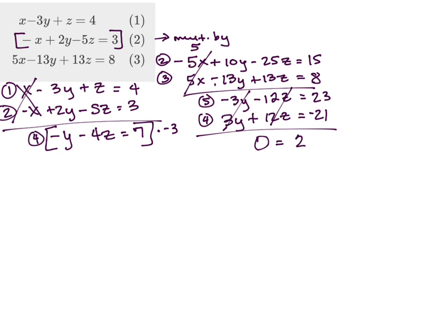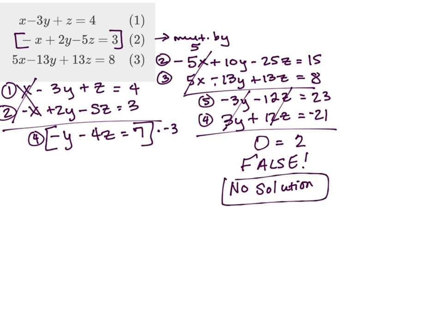2. And so I have to read that. I lost all my variables, and I have to read the situation. 0 equals 2. True or false? False. And because it's false, we say there is no solution. That means that these planes don't ever, all three, intersect in one place. No solution. So they're parallel. Maybe 2 of them intersect and the other 2 intersect, but they don't all 3 intersect. We looked at pictures when we first started this. Okay.